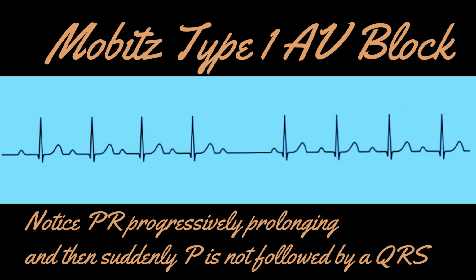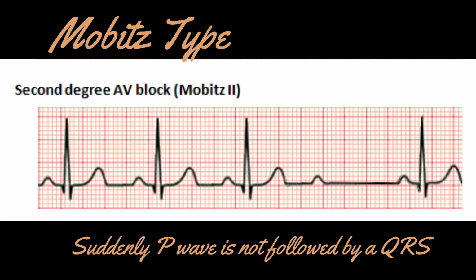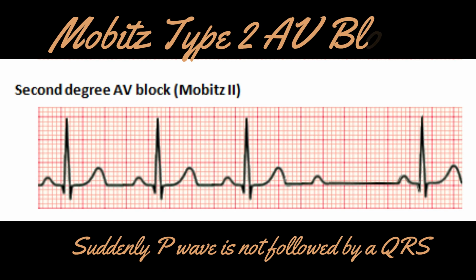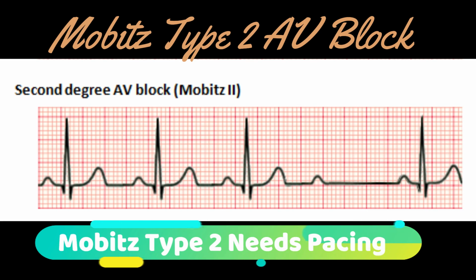Then in Mobitz type 2 block there is no prolongation of the PR interval as such, but suddenly the P wave is not followed by a QRS complex. This is the starting of a serious problem in that patient. These blocks are as fatal as complete heart blocks, and they also usually require cardiac pacing because they can worsen any time, and they signify sclerodegenerative disease.